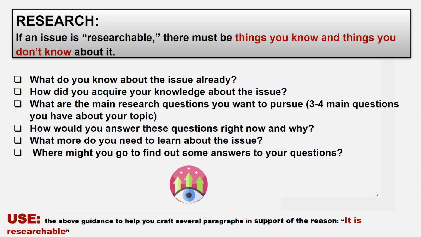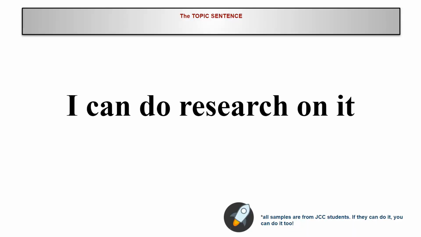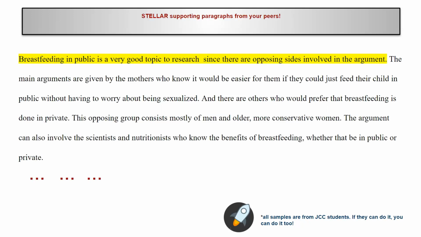So another thing that you want to consider within your body paragraphs is, is it researchable? There must be things that you know and things that you might not know about your topic, and that is perfectly okay. So what you want to talk about is, what do you know about the issue already, and what sort of questions might you want to answer or acknowledge when talking about your issue? And what are the main research questions that you might want to pursue? How would you answer these questions right now and why? And what more do you need to learn about the issue? And where might you go to find out some of these answers to your questions? So that can lead to, I can do research on it. So here's an example.